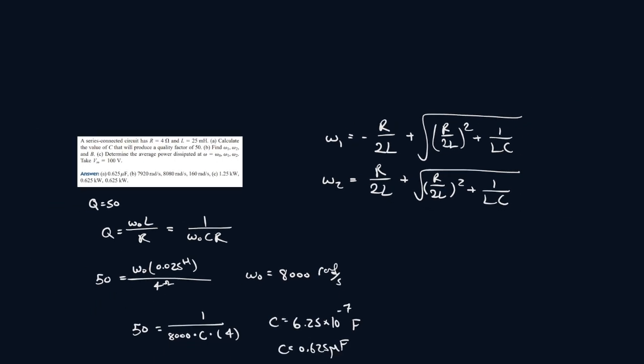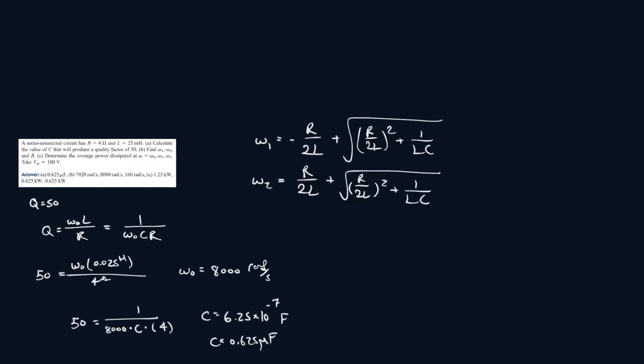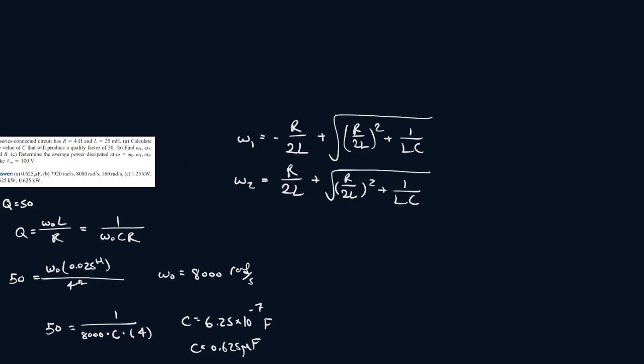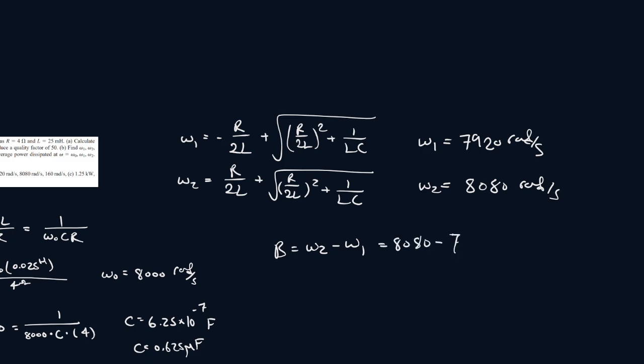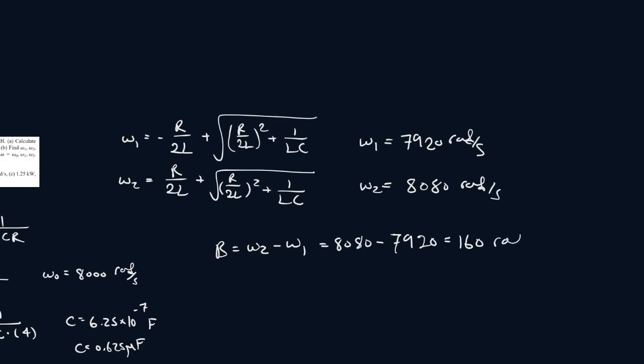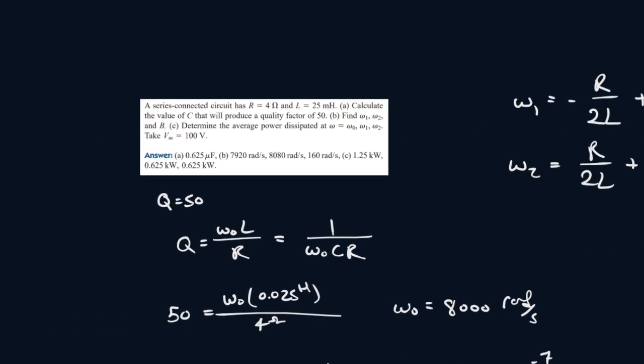Okay? So we know R, we know L, and we know C. So we just have to plug them all into the following. And after you do so, your W1 should be 7,920 radians per second. And your W2 should be 8,080 radians per second. And now we can calculate our bandwidth, which is just W2 minus W1. So 8,080 minus 7,920, which is 160 radians per second. Alright, so we're almost done.